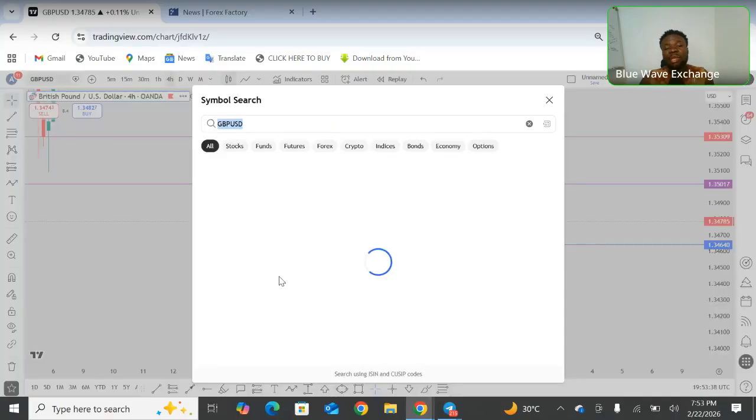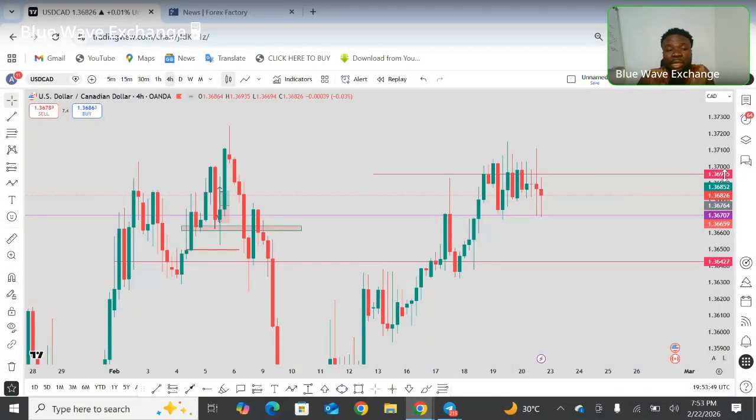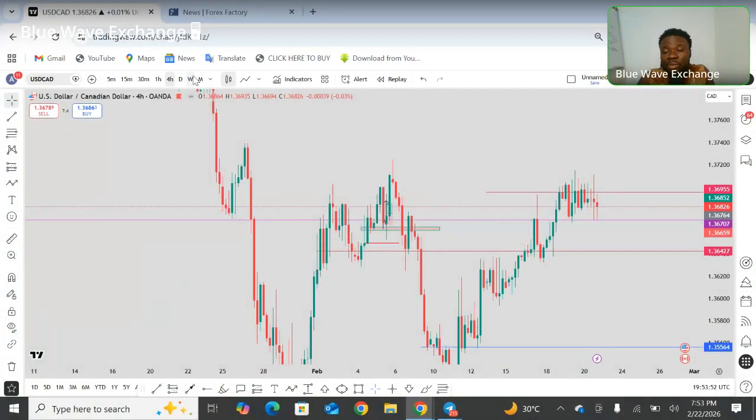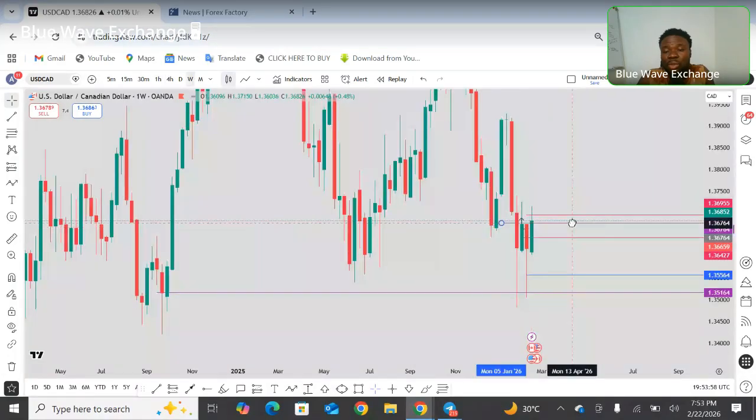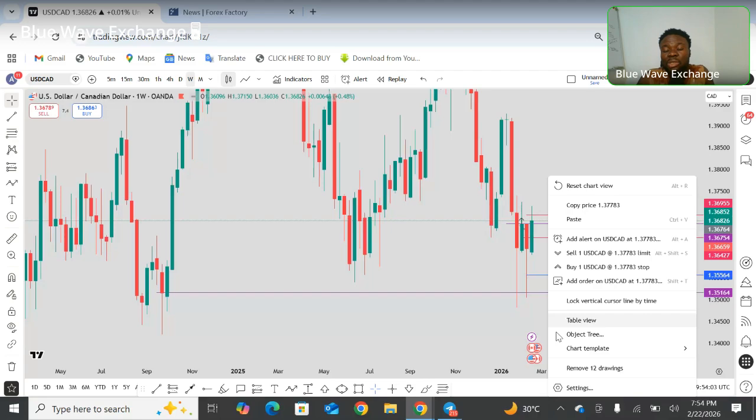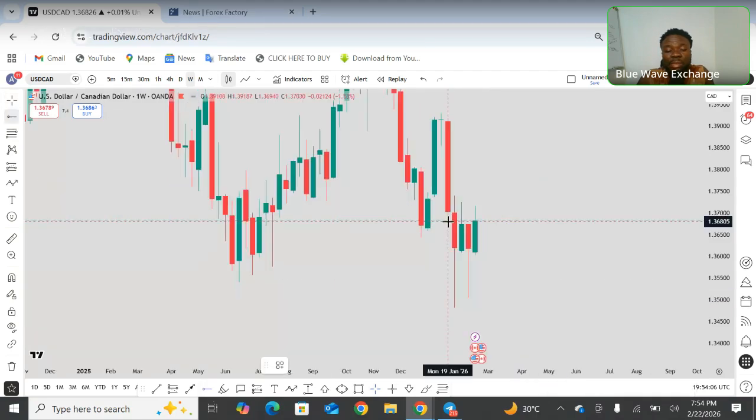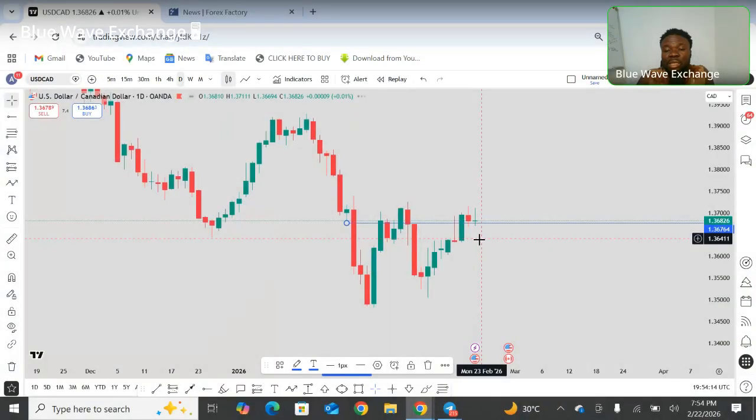So let's see USD CAD as well. Yeah, so price is currently in a range. So let's check the weekly time frame. The weekly time frame closed a strong bullish candle over here. So the chances that price will keep on moving up is very high because it has now shifted the trend to an uptrend.